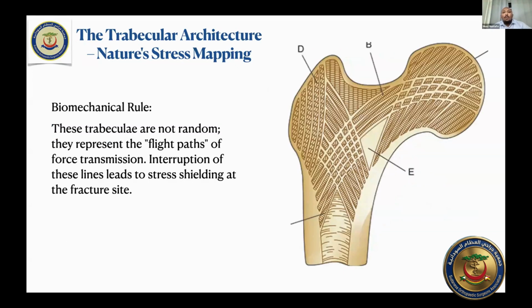What's the biomechanical role of this system? These trabeculae are not random. They represent the pathway of force transmission. Any interruption of this line causes stress shielding.